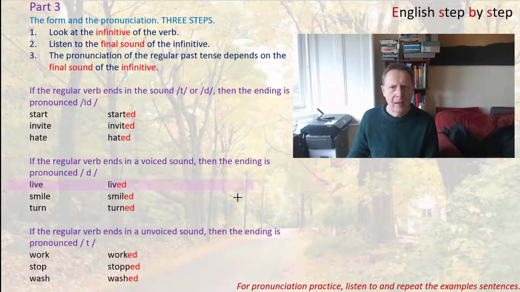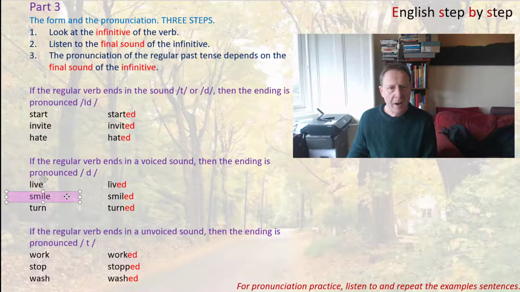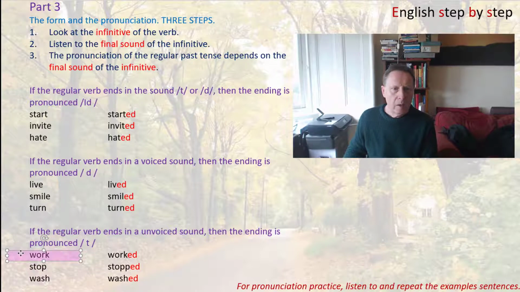Here, for example, live, the end of the word is voiced because you use your voice when you pronounce the sound. In this case, live, the voiced sound is v. Here, smile, the voiced sound is l. Here, the voiced sound is n. The verb is turn and the voiced sound is n. So these sounds are voiced: v, l, n.